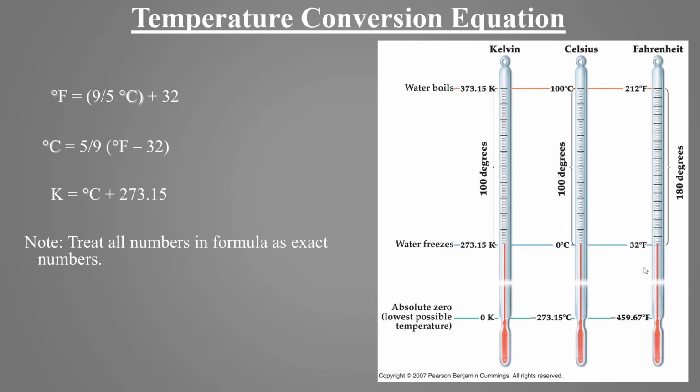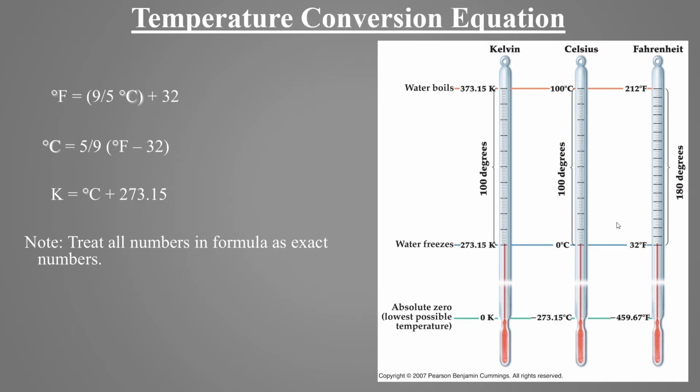All scales define freezing and boiling points of water. Celsius sets the freezing point of water at 0 degrees Celsius and the boiling point at 100 degrees Celsius. Splitting up the space between freezing and boiling point to 100 parts called degrees. Fahrenheit scale sets the freezing point of water at 32 and boiling point at 212, splitting up the space between freezing and boiling point 180 degrees.